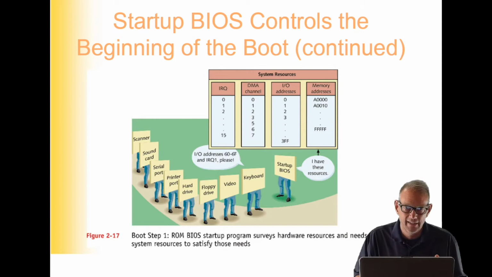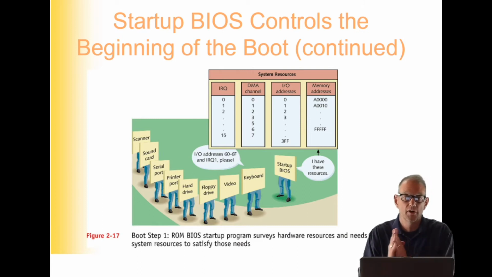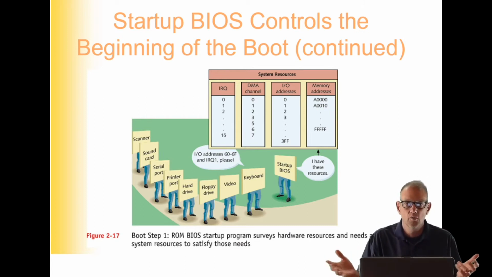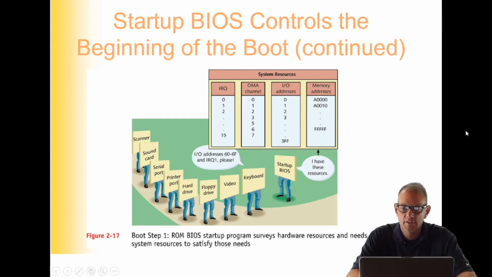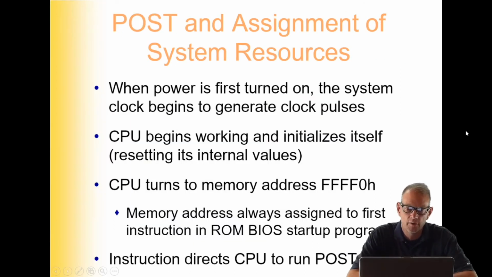If it can't deconflict them, if you've got too many things in your computer that are trying to use the same resources, that's when you plug in another mouse and it won't work. Why doesn't it work? Well, it's conflicting with something, possibly. So it goes through and hands out system resources as it goes.